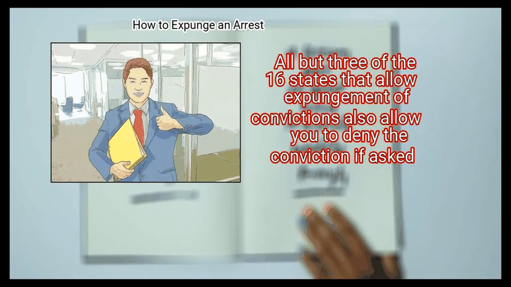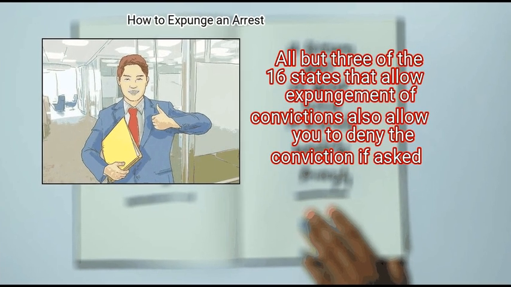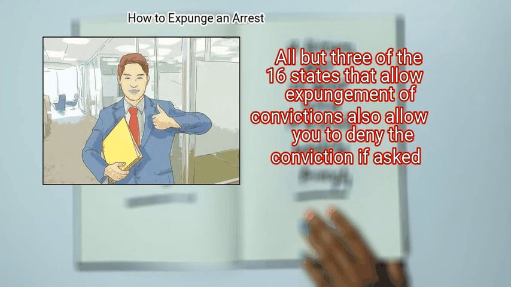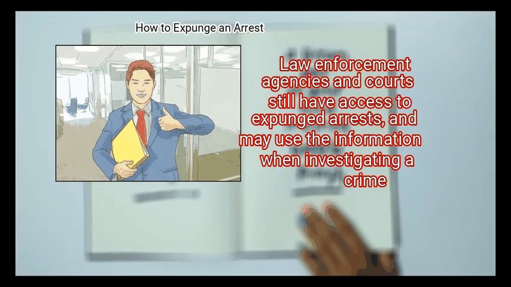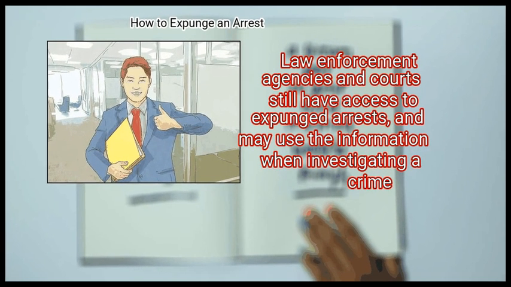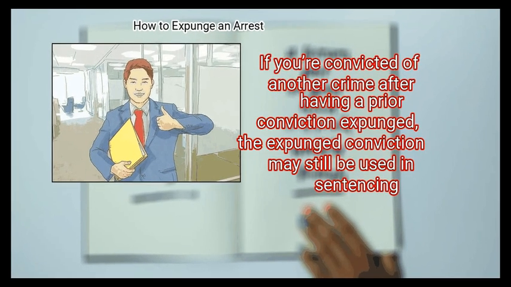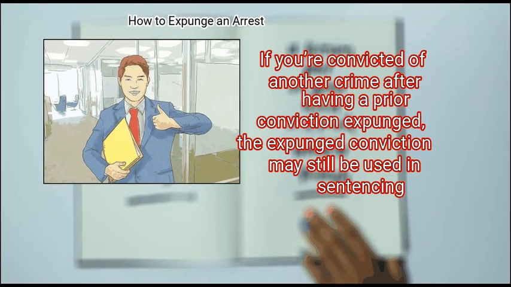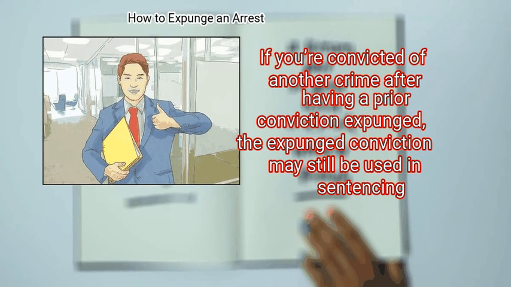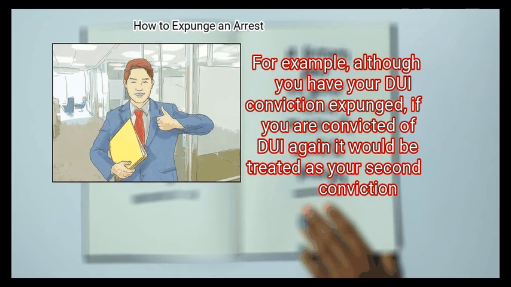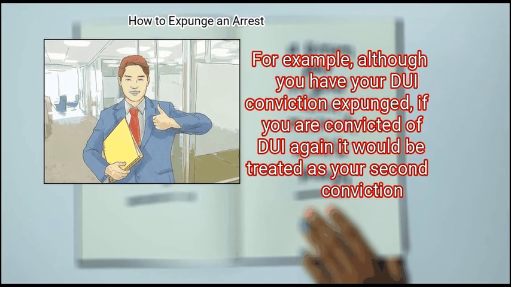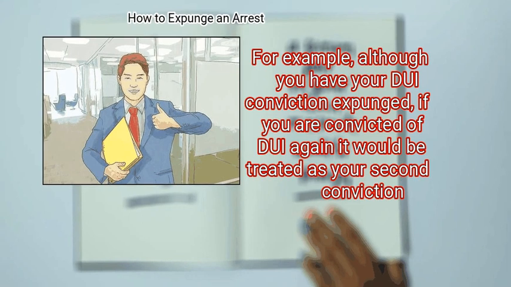All but 3 of the 16 states that allow expungement of convictions also allow you to deny a conviction if asked. Law enforcement agencies and courts still have access to expunged arrests, and may use the information when investigating a crime. If you're convicted of another crime after having a prior conviction expunged, the expunged conviction may still be used in sentencing. For example, although you have your DUI conviction expunged, if you are convicted of DUI again, it would be treated as your second conviction.